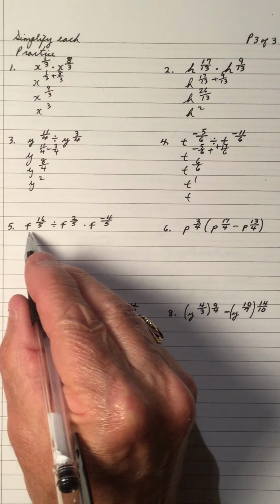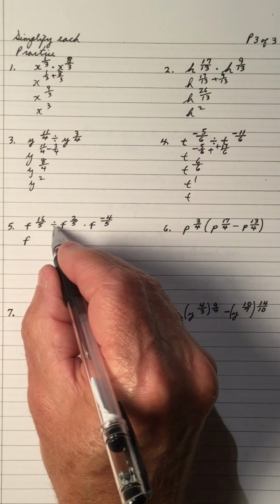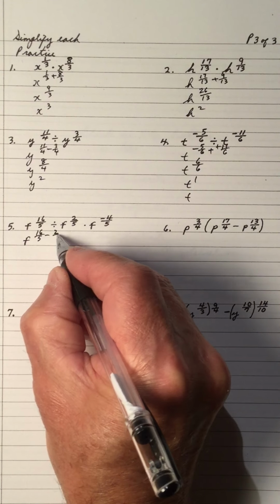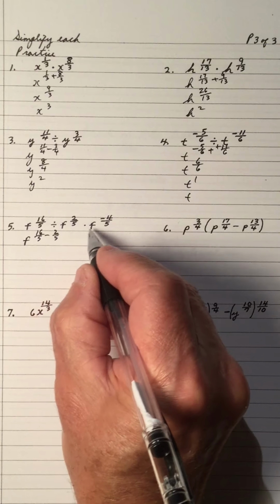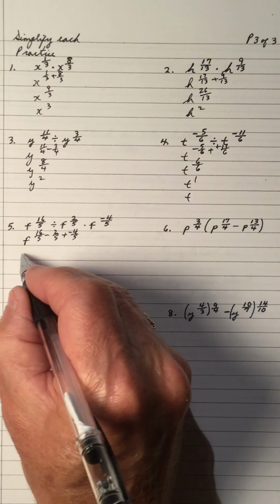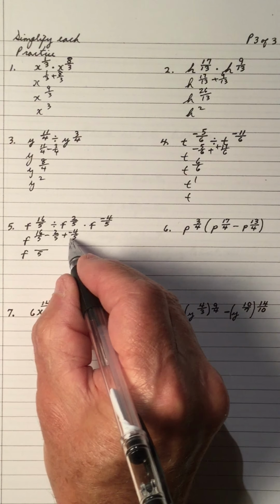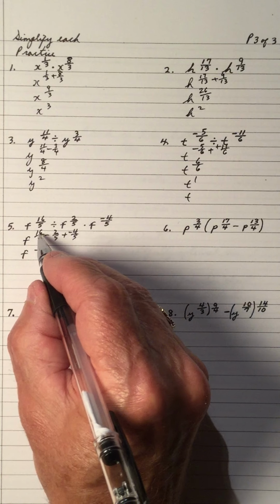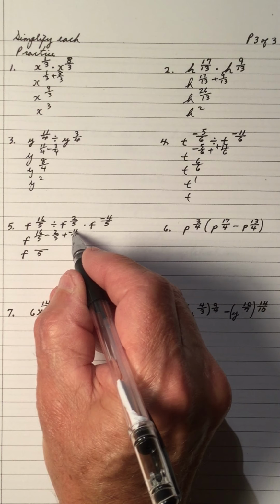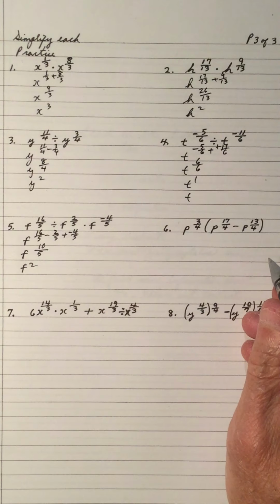And number 5, we have the same basis of f, so we write down f, and because we're dividing, we subtract 2/5, and because we're multiplying, we add negative 4 over 5. So common denominator is 5 for all these fractions, and 16 subtract 2 is 14, and 14 subtract 4 is 10, and so that's f squared.